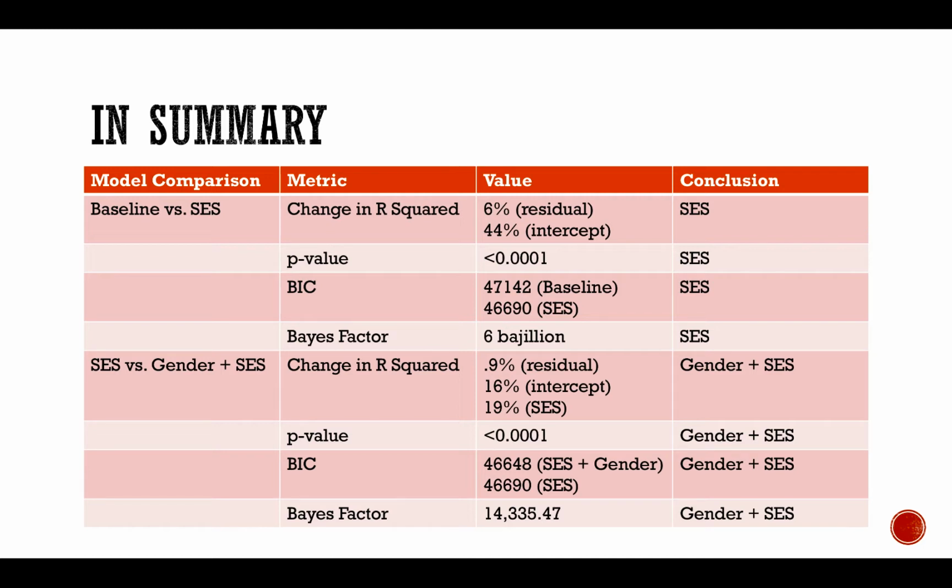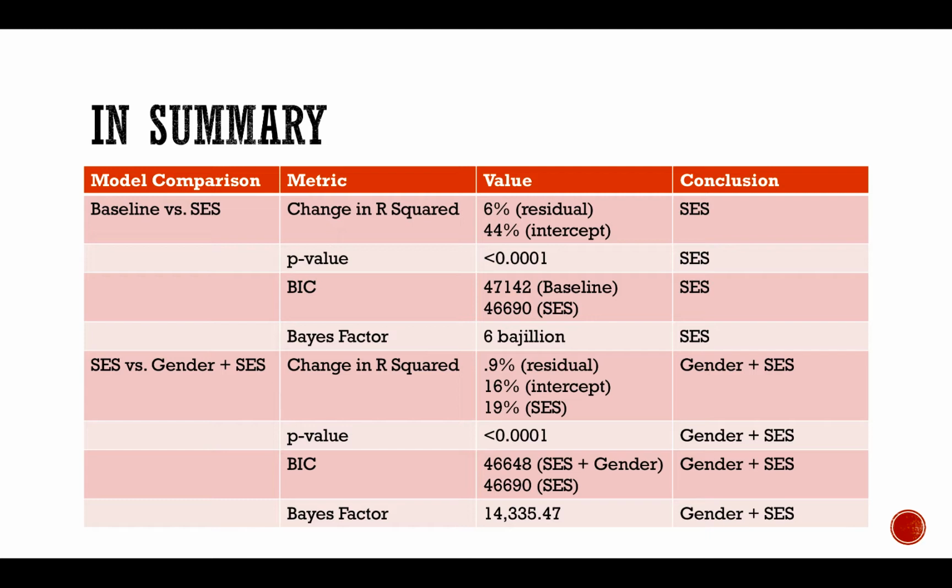So, in summary, for these models, we compared the baseline versus the socioeconomic status model, and we had 4 metrics that we compared. We looked at the change in R squared, and we saw a 6% reduction in the residuals and a 44% reduction in the intercept, which leads us to conclude that socioeconomic status is probably important. Likewise, our p-value was very, very much less than the 0.0001 threshold that we might be interested in using, which tells us again that the socioeconomic status model is to be favored.